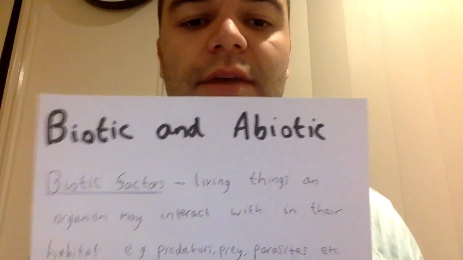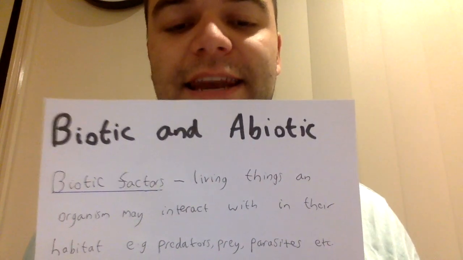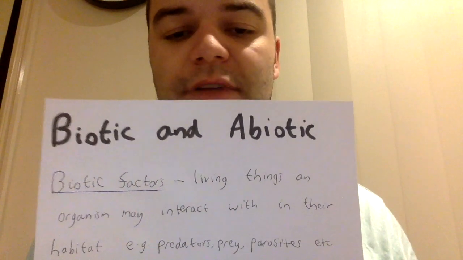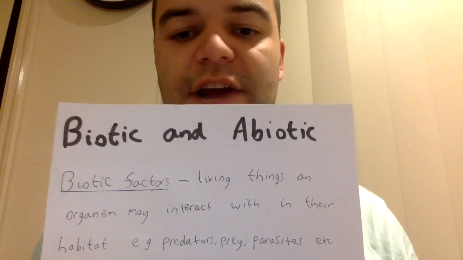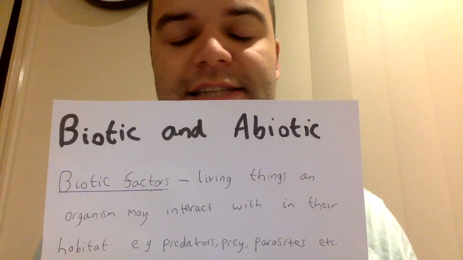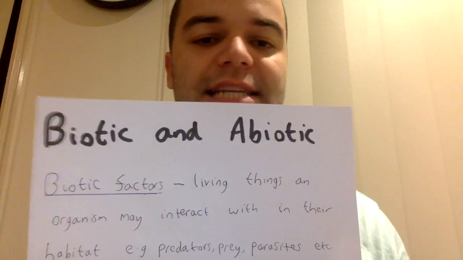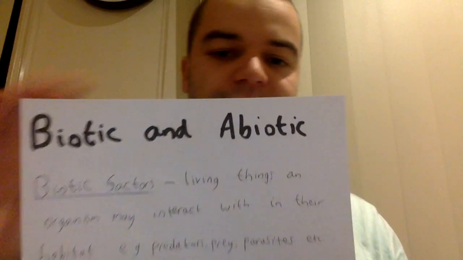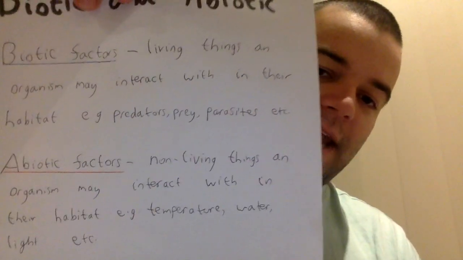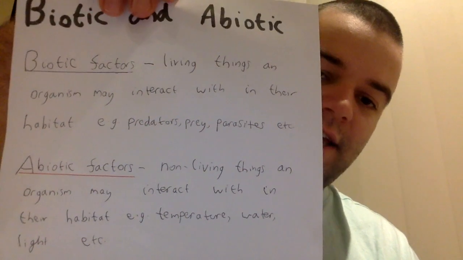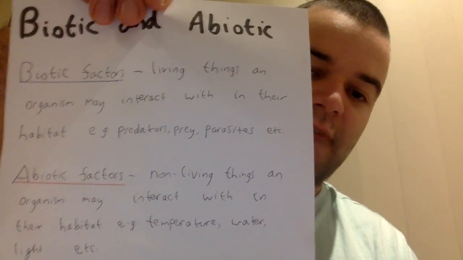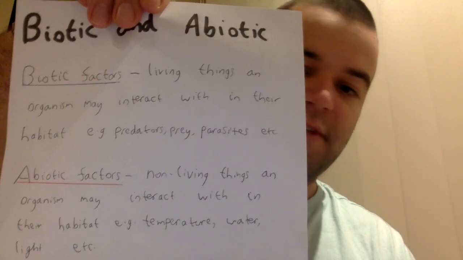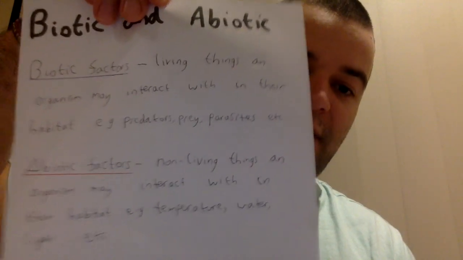So when we talk about biotic factors, those are living things that an organism may interact with in their habitat. So for example, any predators, so things that eat it, prey, things that it eats, parasites, things that grow inside of it, all of those would count as biotic features of an ecosystem or biotic things for an organism. And then abiotic factors are non-living things that an organism may interact with in their habitat. So temperature, water, light, the minerals in the environment, anything like that would be an abiotic factor.